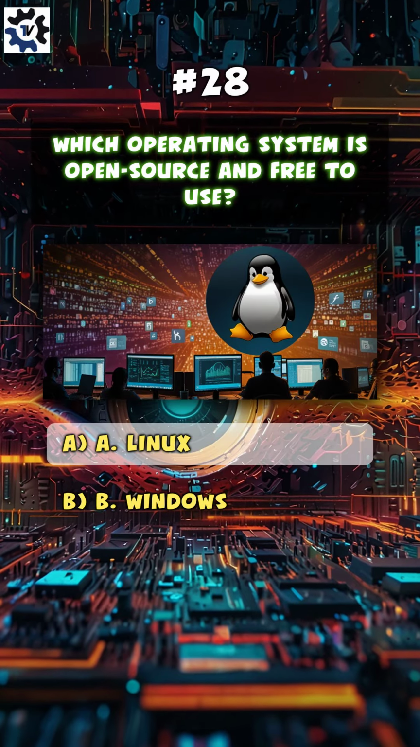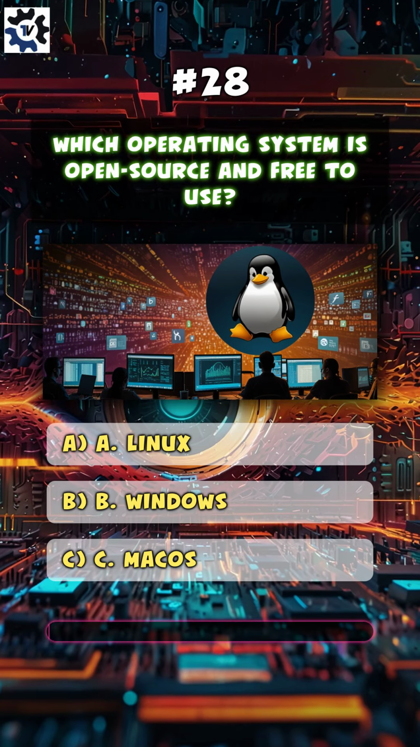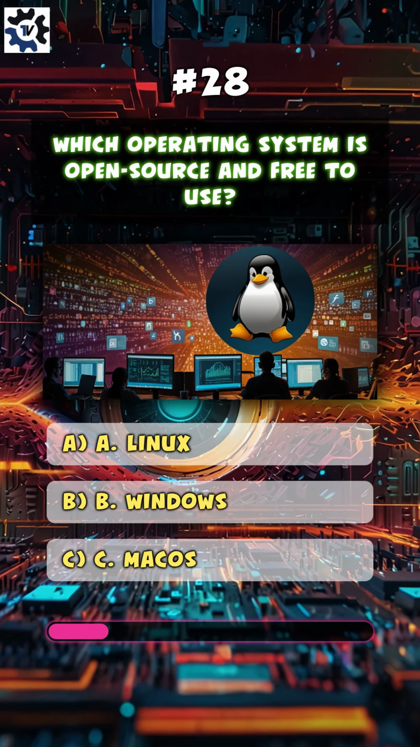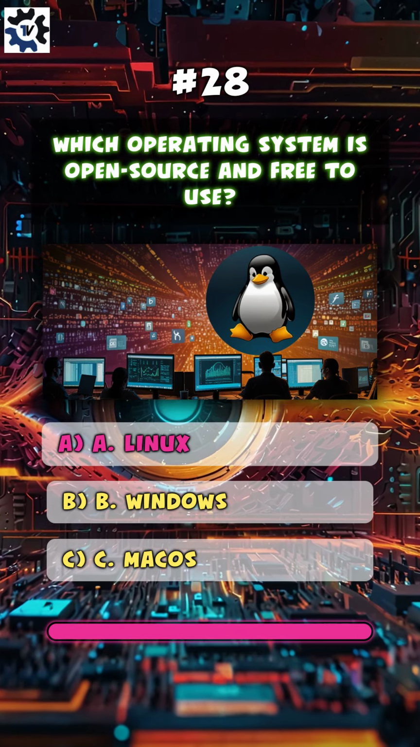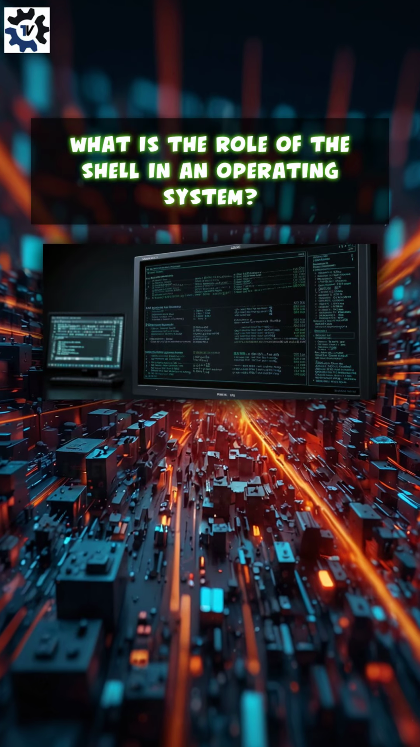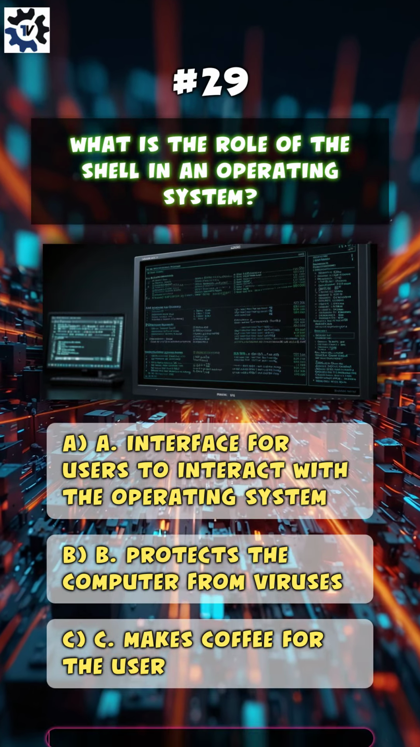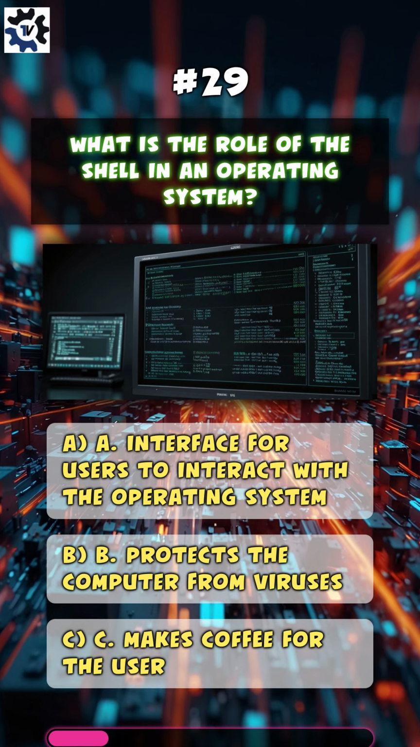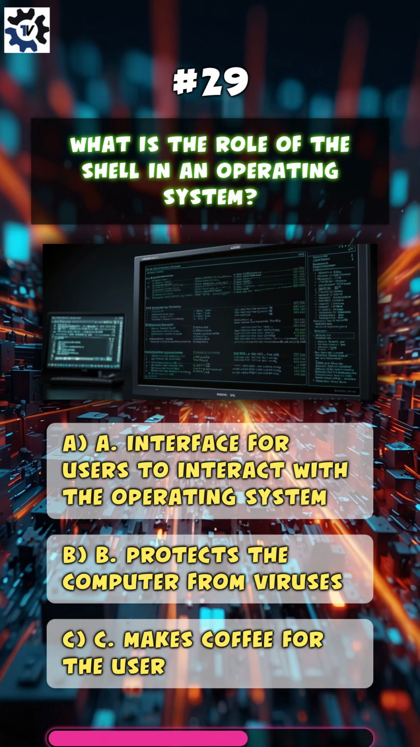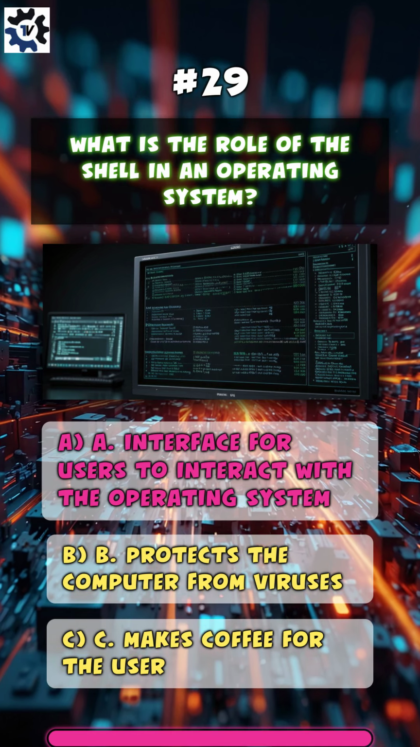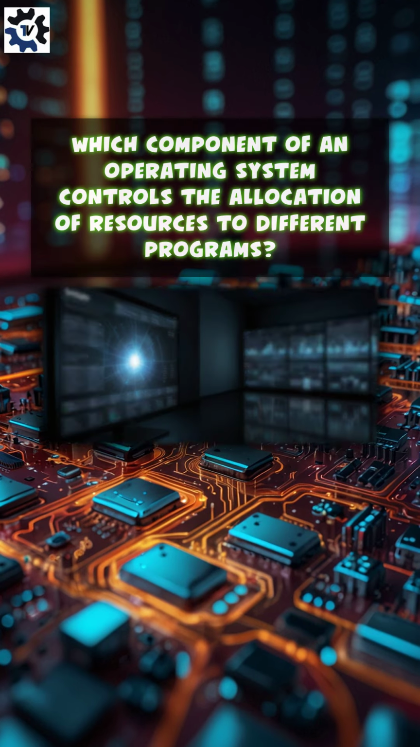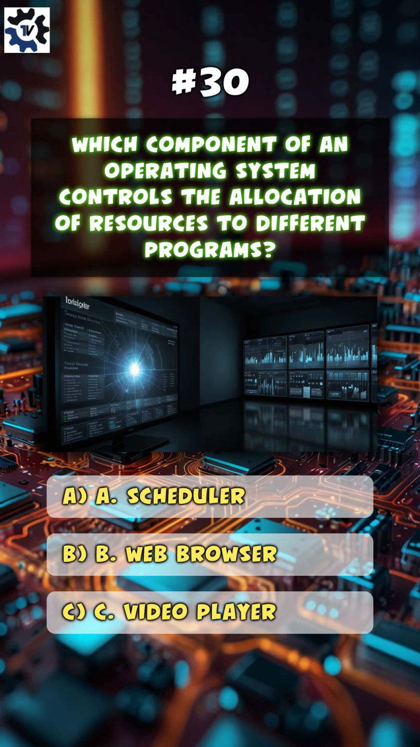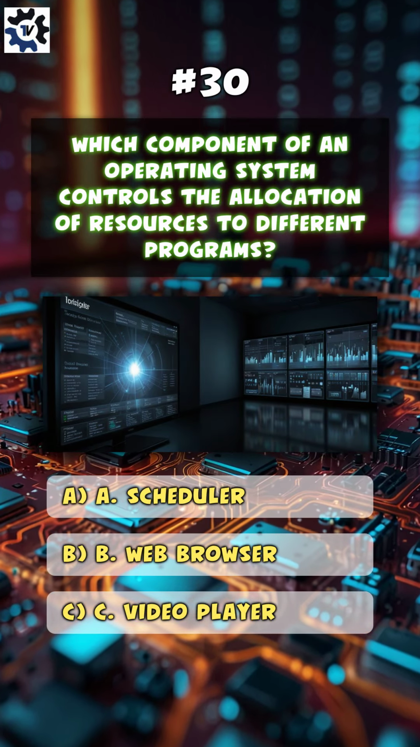Which operating system is open source and free to use? A. Linux. What is the role of the shell in an operating system? A. Interface for users to interact with the operating system. Which component of an operating system controls the allocation of resources to different programs?